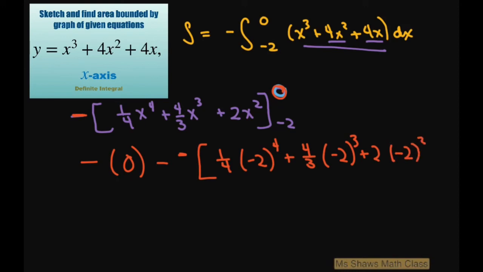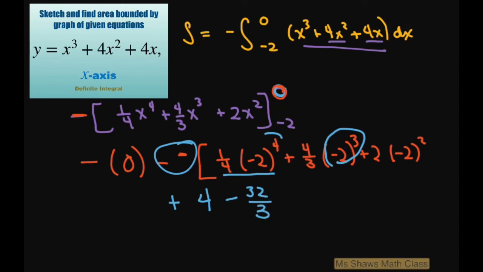What does this give us? This is just going to be positive. This is going to be 1/4 of 16, that's going to be 4. And this is going to be minus, this is 8, so this is negative 32 divided by 3. And this is going to be 2 squared is 4, times 2, so it's going to be plus 8. And this is going to equal 4 divided by 3.